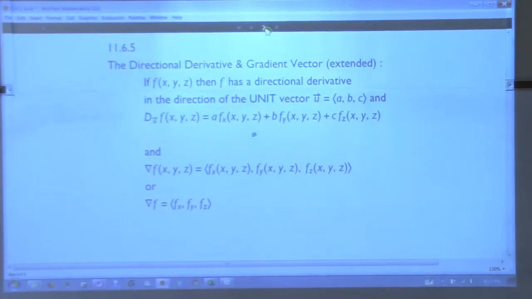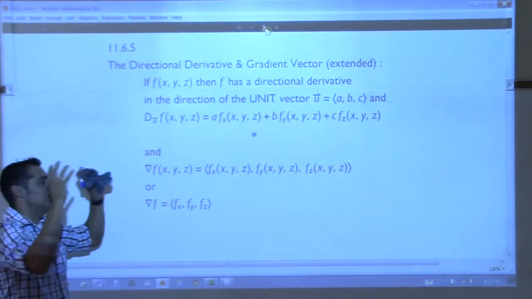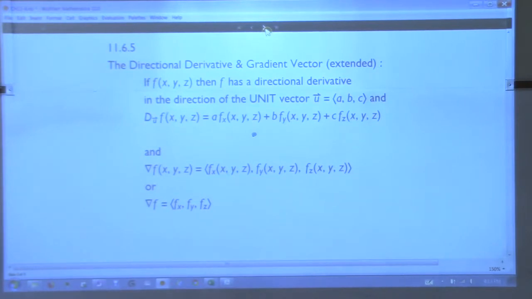Now, what do you think? What do you think the dot product in there is going to be used for? I mean, what do you think the most important aspect of the directional derivative is? Like, what do you think we would want to know?